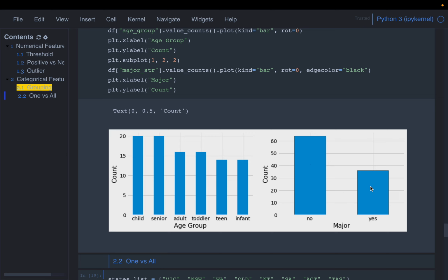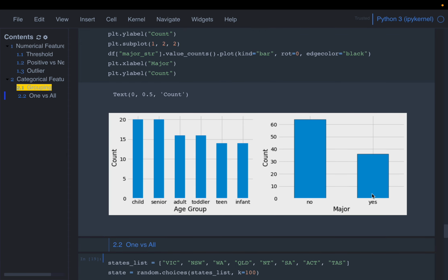Now here you can see the count of each category. So basically all these categories like child, toddler, teen, infant, they went into this one. And the senior and adult, these two categories, they are grouped into this yes major category.